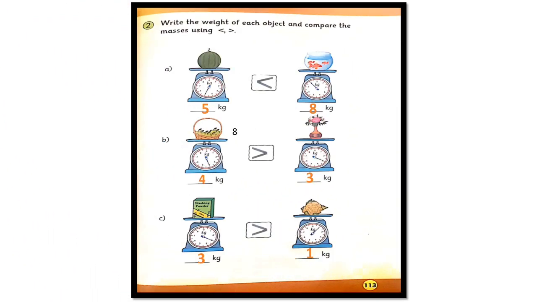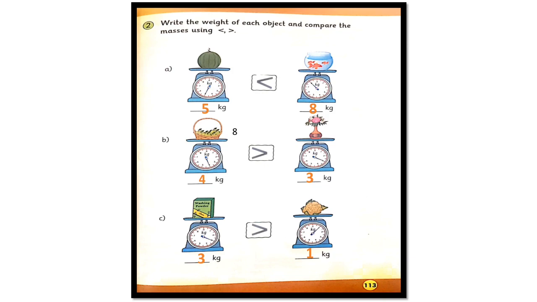Okay, move on to the next page. Page 113, question number 2. Write the weight of each object and compare the masses using less than or greater than. The first one we have to compare the masses of watermelon and aquarium. The mass of the watermelon is 5 kilograms and the mass of the aquarium is 8 kilograms. So can you tell me which is heavier? Yes, the mass of the aquarium is greater than the mass of the watermelon. So we'll put the symbol of less than.